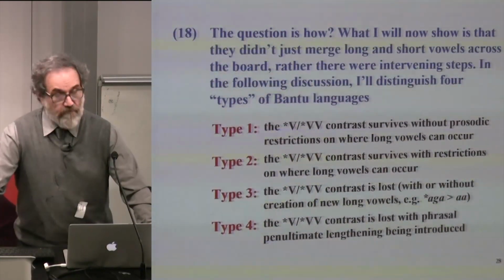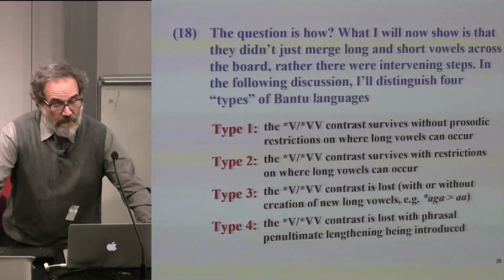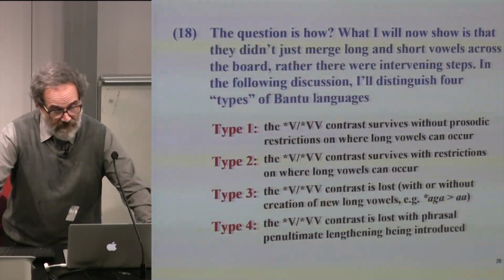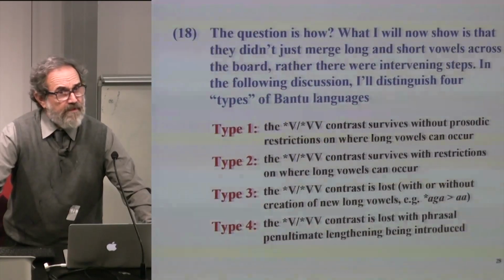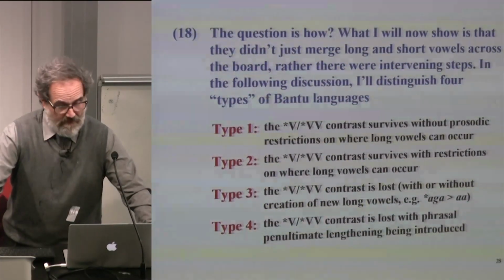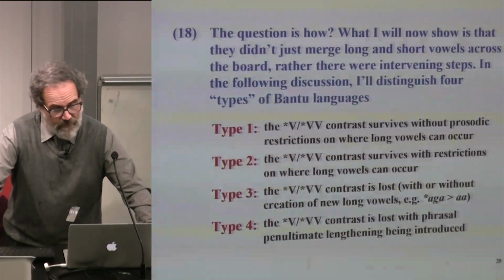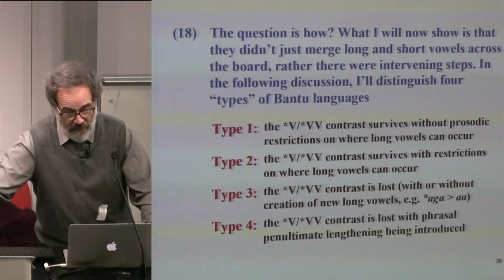Type 2 is where you still have the underlying contrast between long and short vowels, but there are restrictions on where they can occur. And if they don't occur in the right place, you have to shorten the long vowels. Type 3 is where they just merge. We just don't have any hint of the length anywhere.